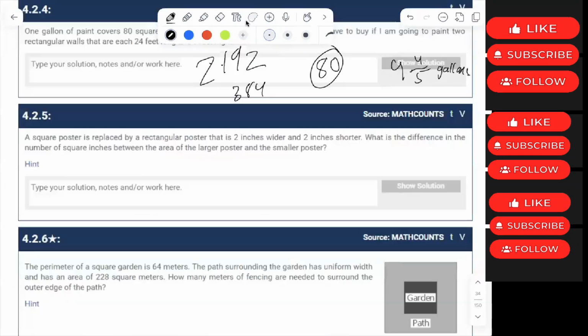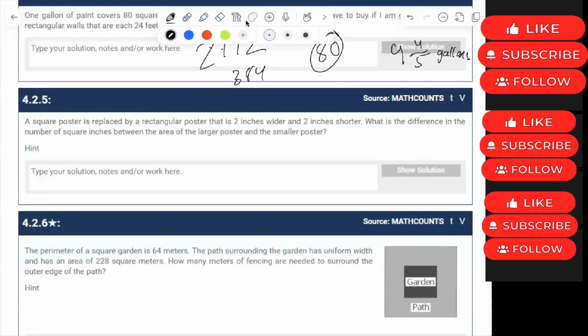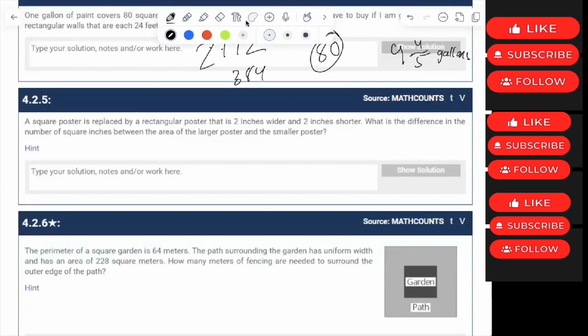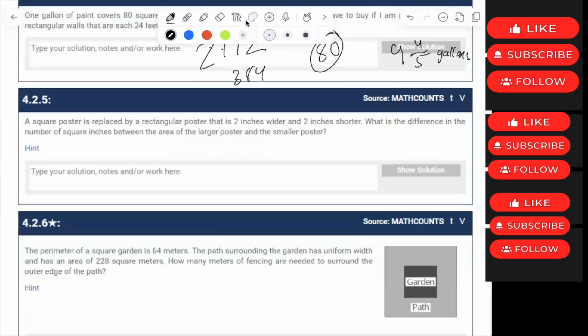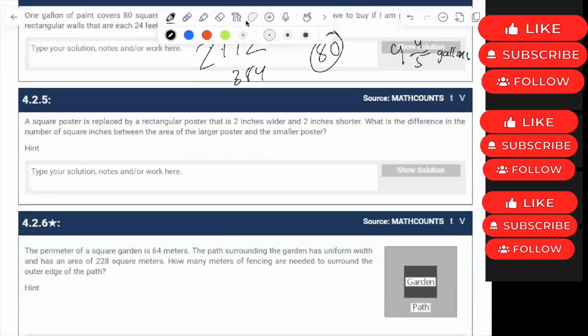All right, now let's move on to 4.2.5. A square poster is replaced by a rectangular poster that is 2 inches wider and 2 inches shorter. What is the difference in the number of square inches between the area of the large poster and the small poster?